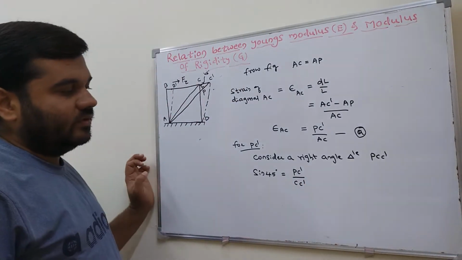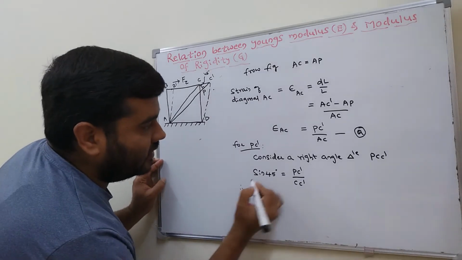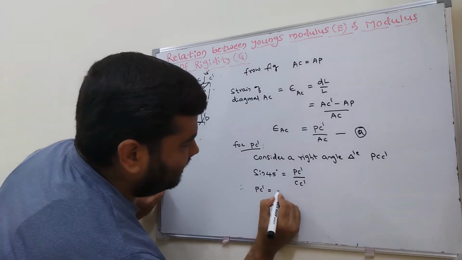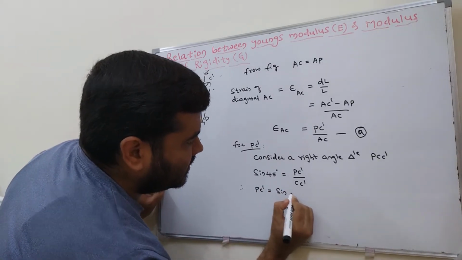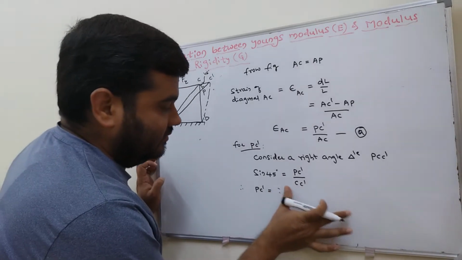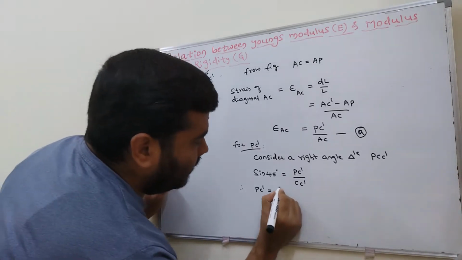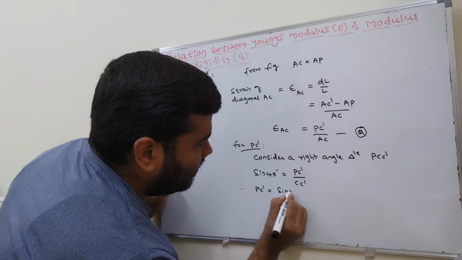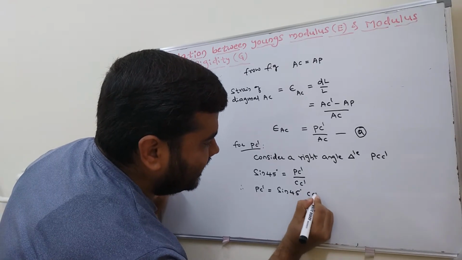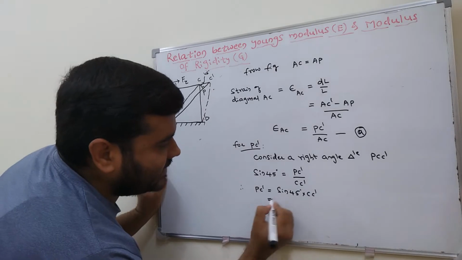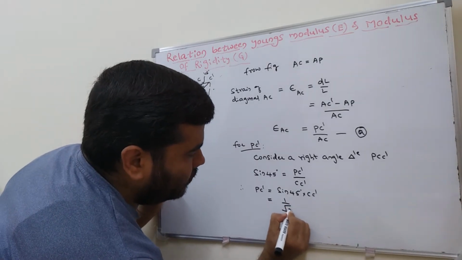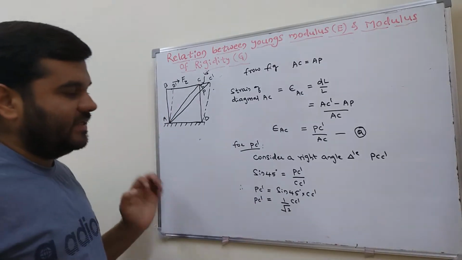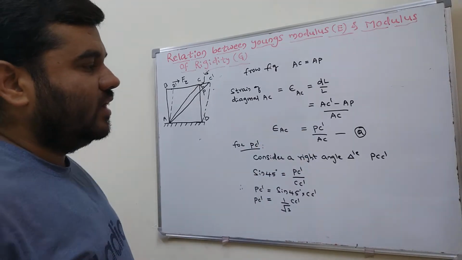Therefore, I want PC dash. PC dash equals sin 45 into CC dash. What is the value of sin 45? 1 by root 2. So PC dash equals 1 by root 2 into CC dash. Now come to the AC.